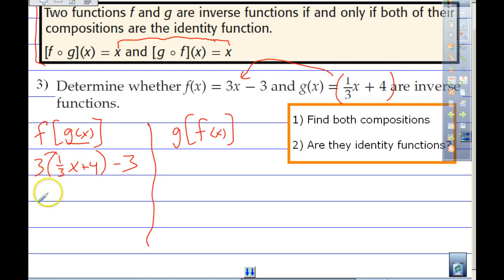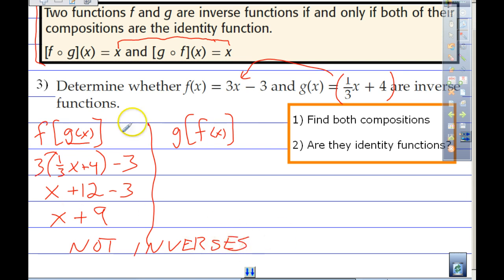So we get 3 times 1/3 is 1, so we get 1x. 3 times 4 is 12, and then minus 3 is x plus 9. So conclusion? Not inverses, or no. So, yeah, that's it. We're just using the same technique we learned yesterday, but now we're actually applying it to something that's useful. So without graphing, we know if we did go through and actually graph these, you wouldn't be able to switch x and y coordinates. It wouldn't be a mirror image over the diagonal.